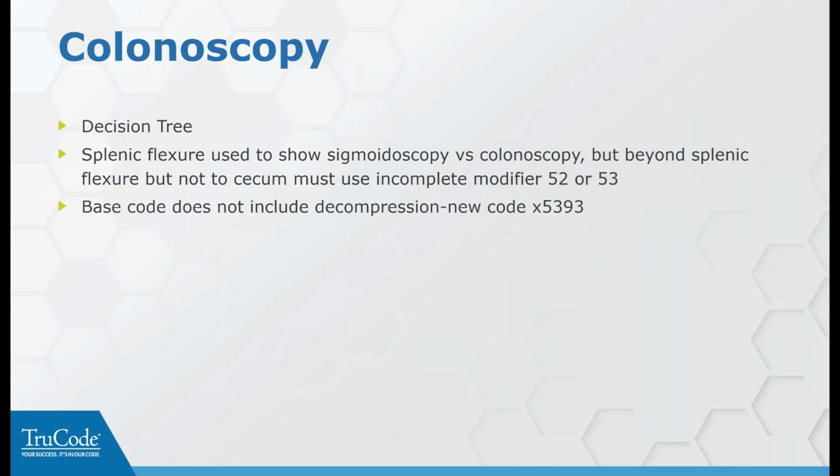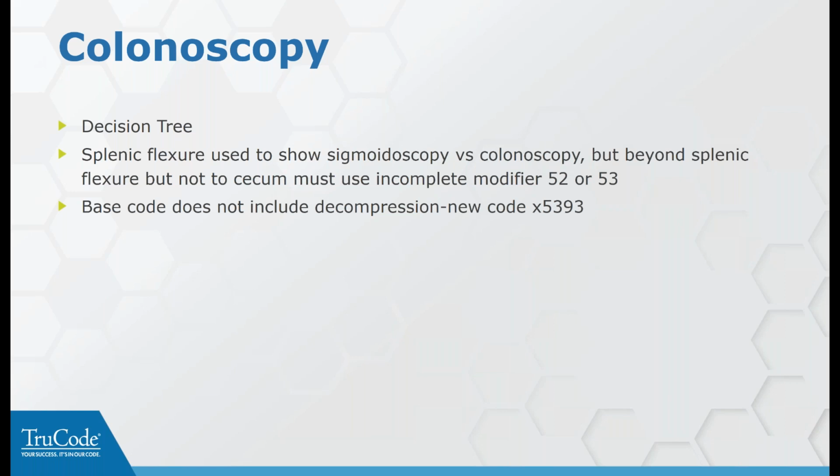With your colonoscopies, there is a really nice decision tree. You'll find that in the code book, or if you're looking at it in TruCode, you'll see it there as well. And there are very specific notes that tell us exactly what to do if the scope does not go past the splenic flexure. Then that is going to be a sigmoidoscopy, even though they meant to do a colonoscopy. If it gets past the splenic flexure, that bend, but they don't get all the way around, then that's where you're going to use a modifier.